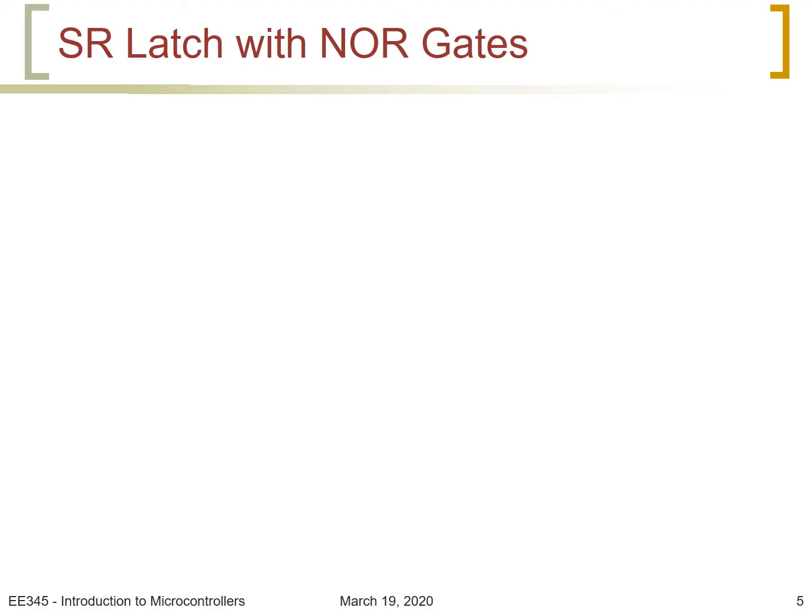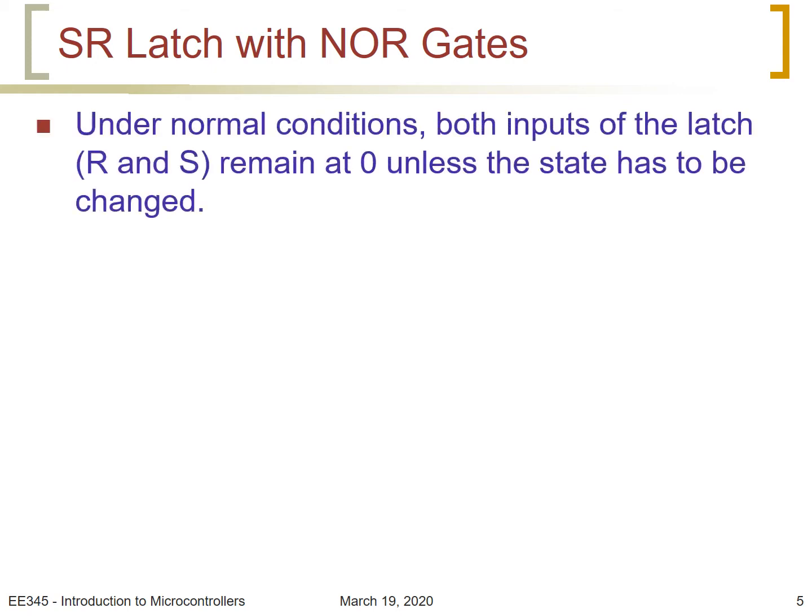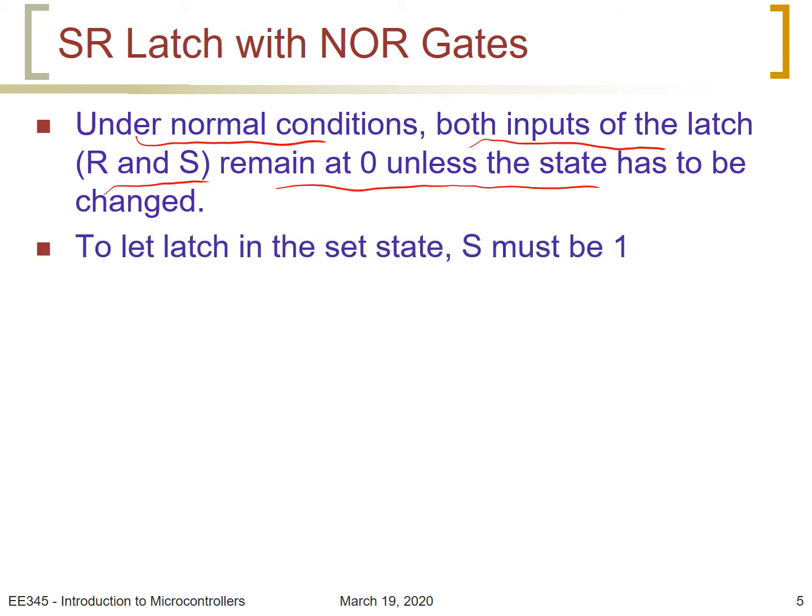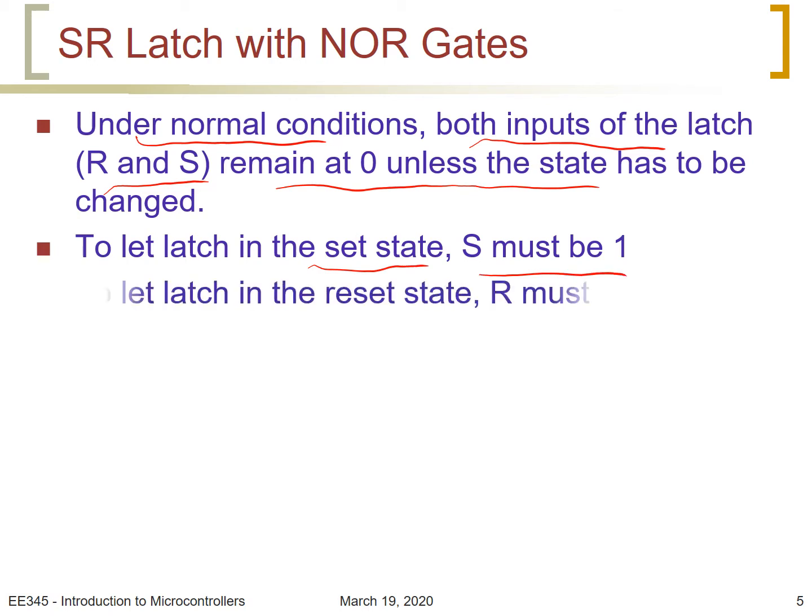So the SR latch with NOR gates, under normal conditions, both inputs of the latch R and S remain at 0 unless the state has to be changed. And to put the latch in the set state, S must be 1, and to put the latch in the reset state, R must be 1. So it's very simple. If we want to set the latch, we make S equal to 1, and if we want to reset the latch, R is equal to 1.